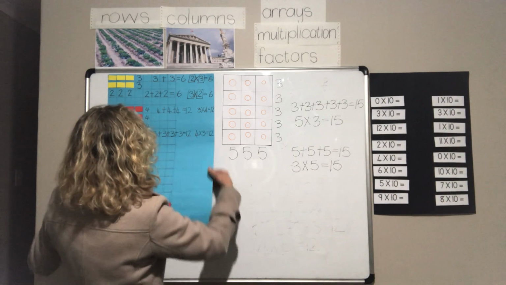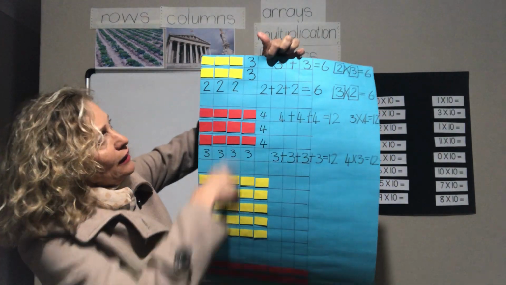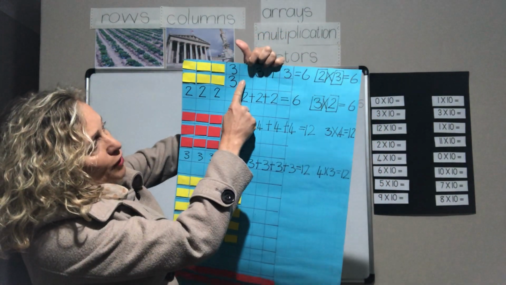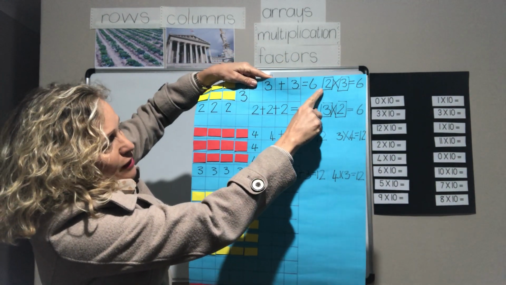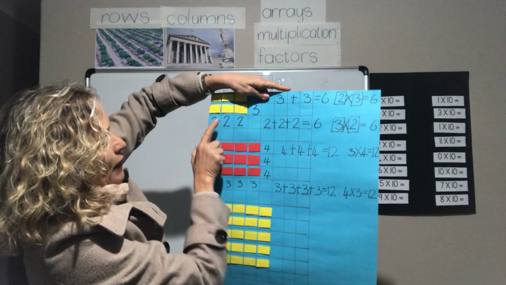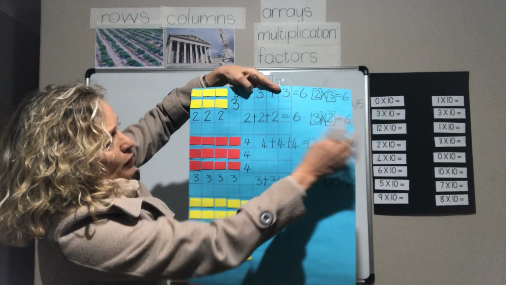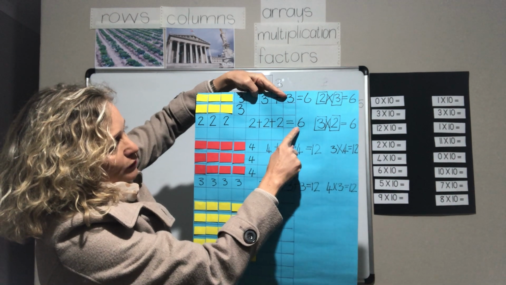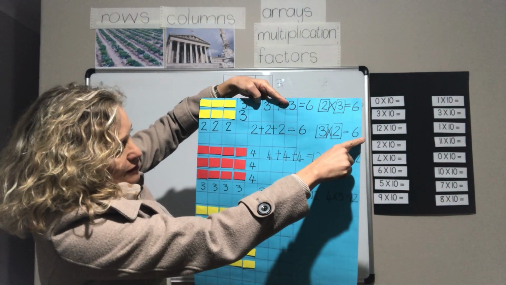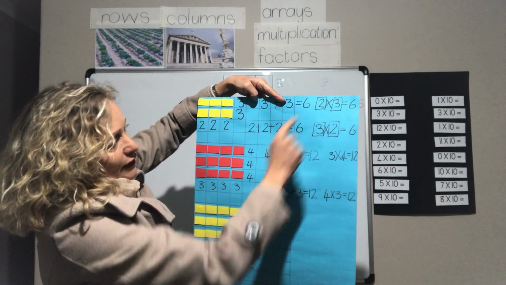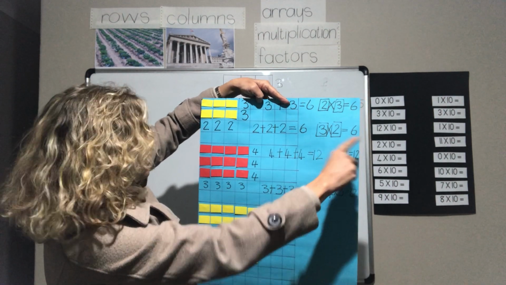I'm going to hold this part closer to the camera so that you can see that easily. There we have a row of 3 and a row of 3. Okay, so we have 3 plus 3 equals 6. 2 times 3 equals 6. Here the columns show 2, 2 and 2, which means 2 plus 2 plus 2 equals 6. And now we have 3 twos, which means 3 times 2 equals 6. So the factors are interchangeable. They can change around. 2 times 3 equals 6, but also 3 times 2 equals 6.